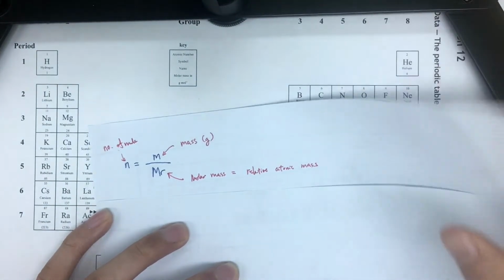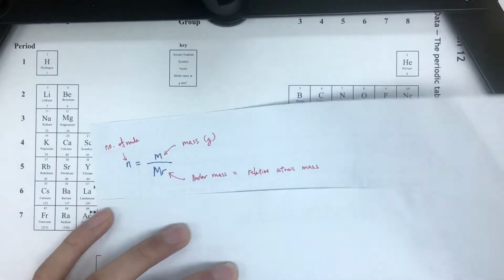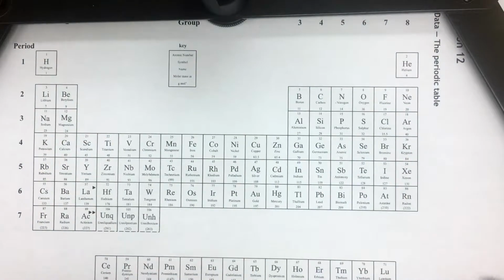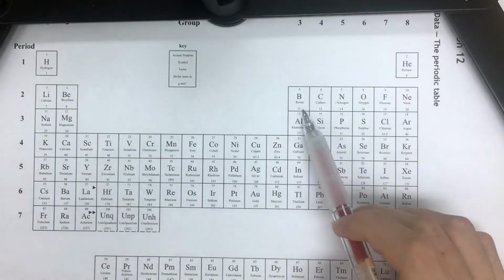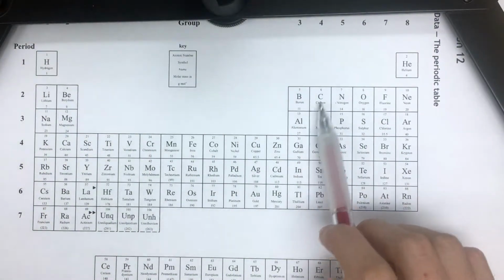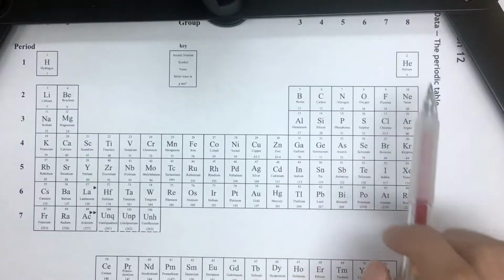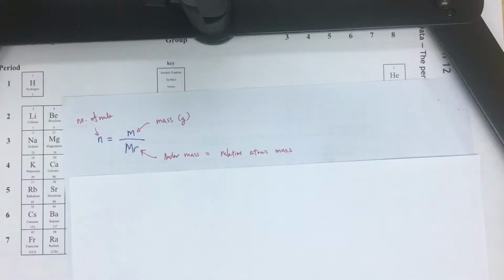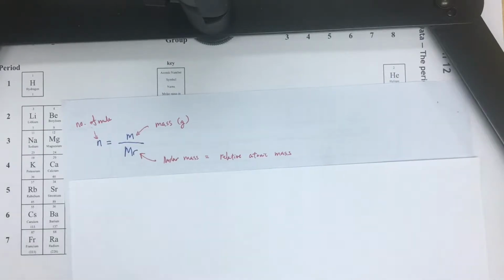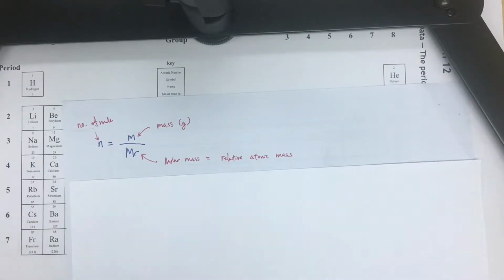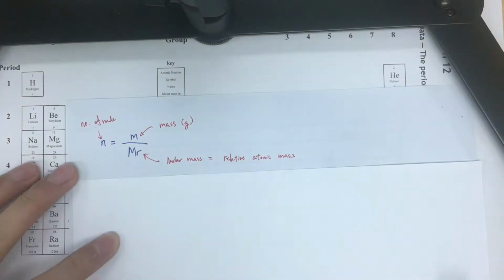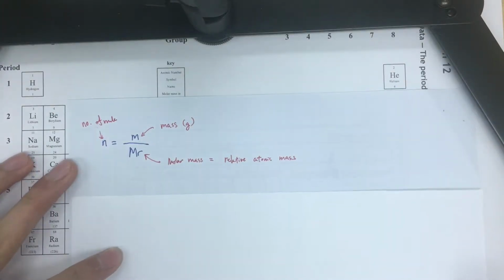Where can you find those data? Molar mass, relative atomic mass, you can find on the periodic table. These are the molar mass. So carbon's 12, oxygen is 16, sulfur is 32. This equation is very useful because any matter will have mass. If you have a mass, you can find the number of moles. But let's look at the next equation.